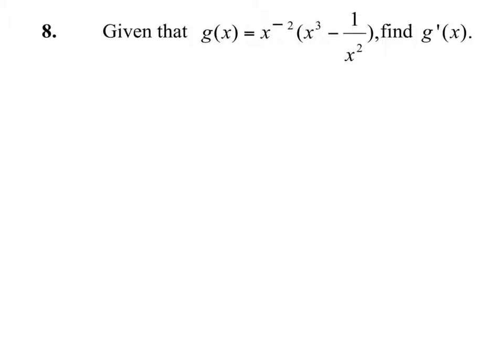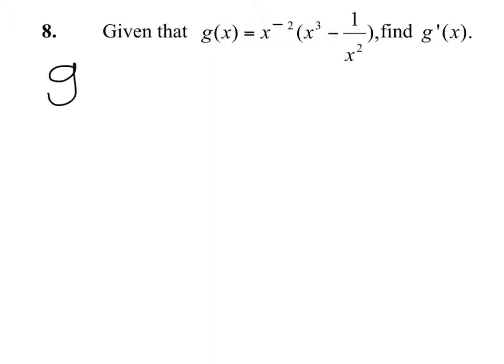Question number 8. Given that g of x equals x to the power minus 2 times (x cubed minus 1 over x squared), find g dashed of x. So what that means is we need to differentiate. In order to differentiate this, we must first of all prepare it for differentiation.